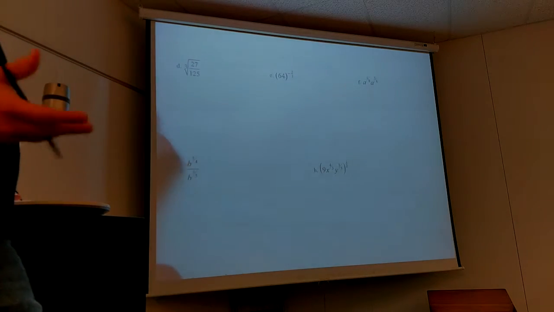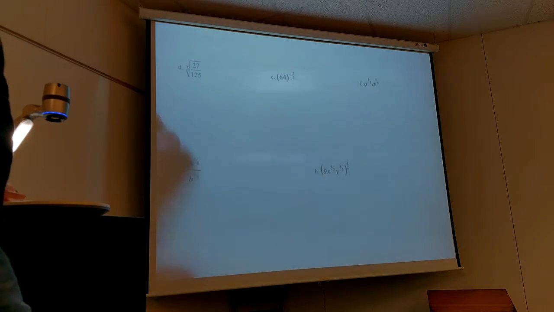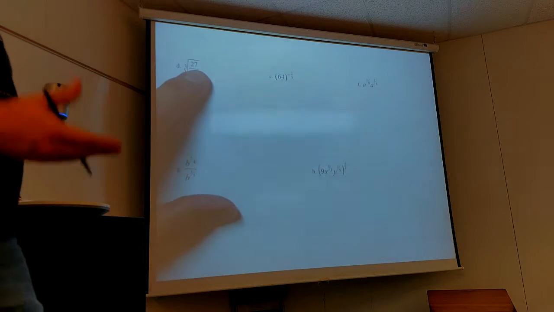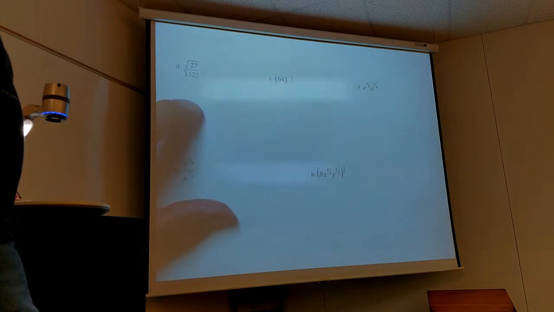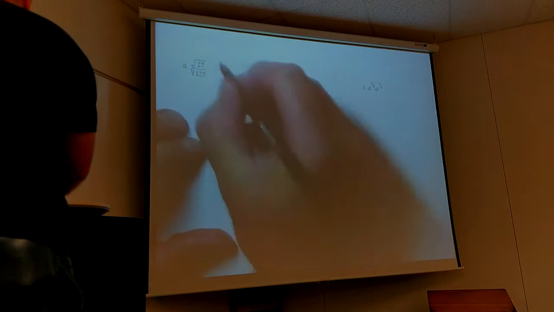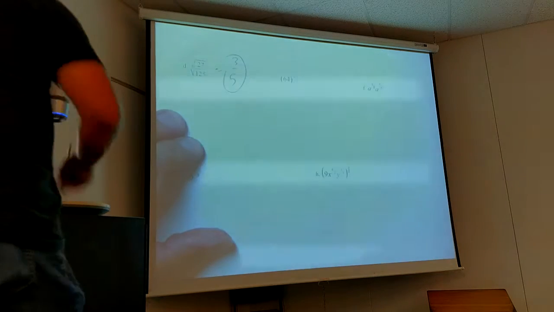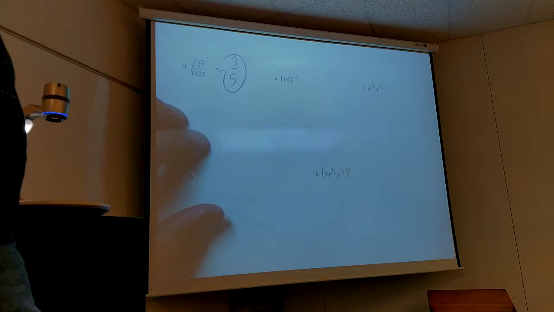What about this guy? Did I freak you out with fractions, or do you realize it doesn't mean anything? What's the cube root of 27? 3. So that's on the top. What's the cube root of 125? There you go. So it's just 3 over 5. It being a fraction doesn't change anything, really.